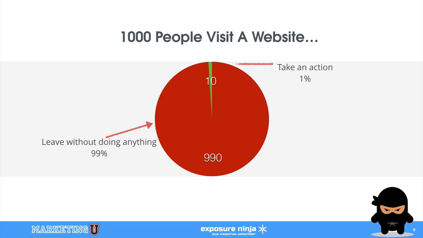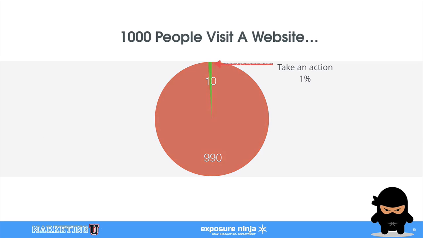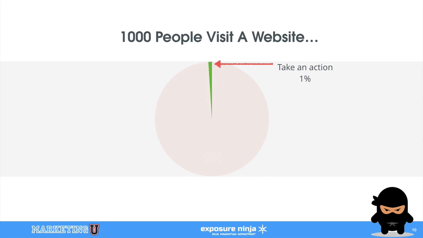Then there's the 10 out of 1,000, so the 1% that actually decide to take an action. So they fill in a contact form, they get in contact, they write down an email address, or they phone. That means that 99% of the visitors to a typical website are being lost, right? A conversion rate of 1% means 99% are being lost. 99% of that traffic is being wasted.